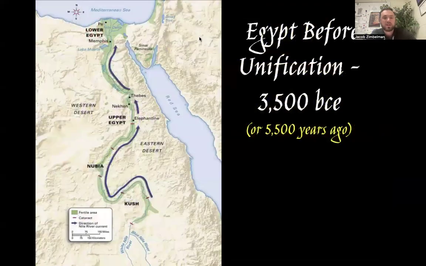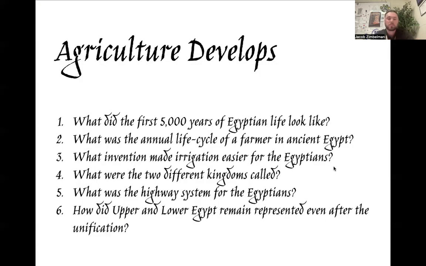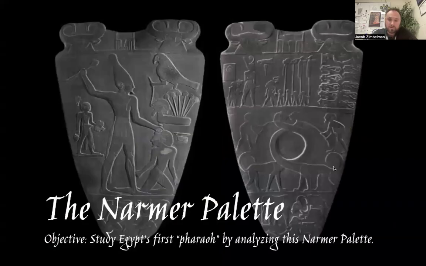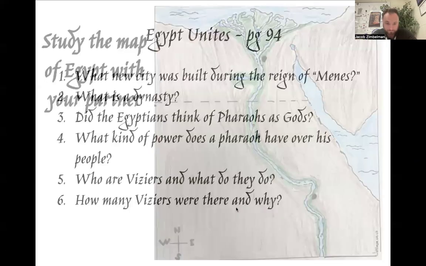Eventually, those nomes combined and unified into two separate kingdoms, and we label those on our maps. They're called Upper and Lower Egypt. Upper being down here in the south, and Lower being up here by the Nile River Delta, and that happened about 3,500 years ago. And officially, Upper and Lower Egypt were unified at one point, and that is commemorated on this artifact called the Narmer Palette.